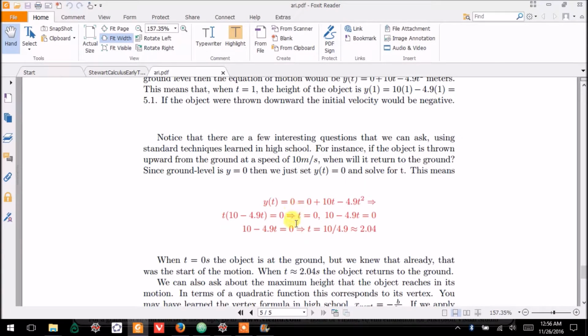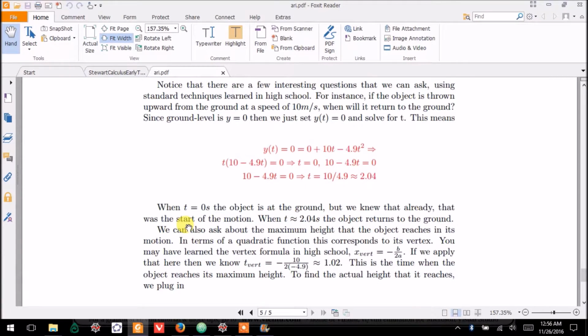What else can we ask and what can we do with this? So one thing that we can do is ask when will it return to the ground? And that corresponds to just setting it equal to 0, right? That would be where the height is equal to 0. And so by setting it equal to 0, using the fact that this is the height function, we can factor the t out of it, get two solutions.